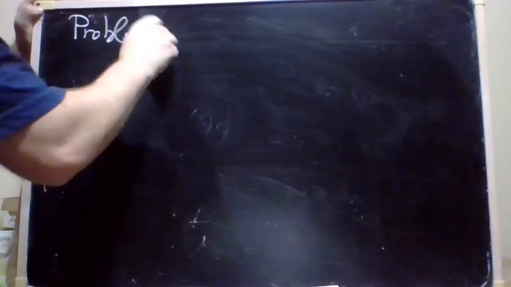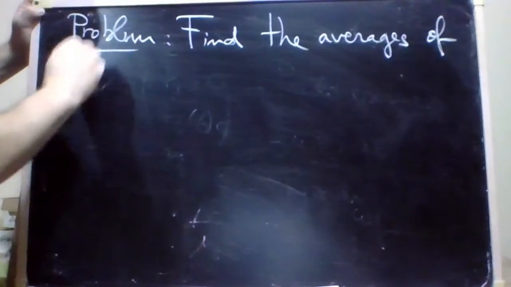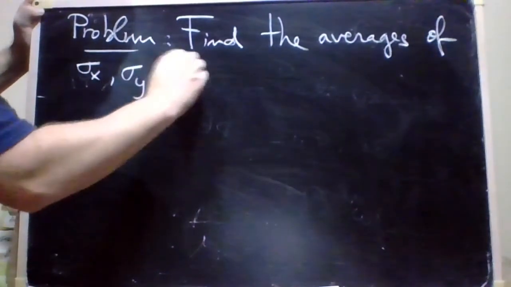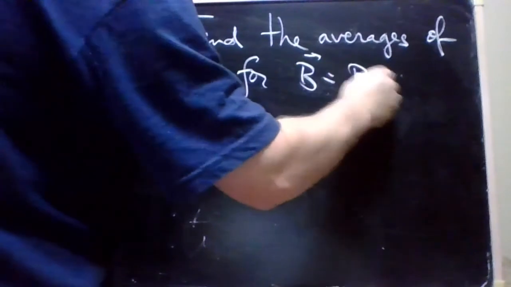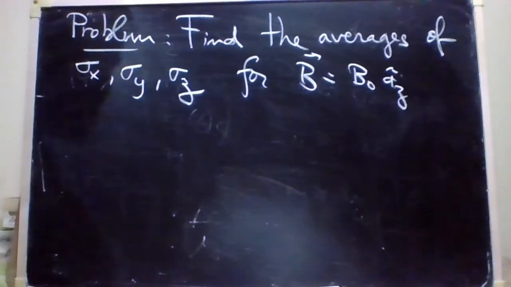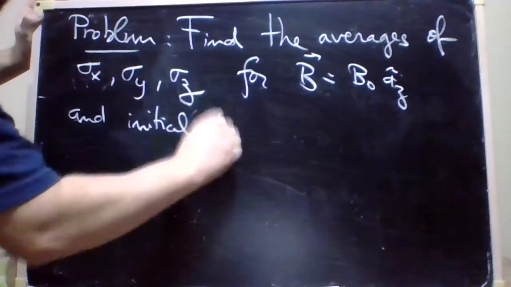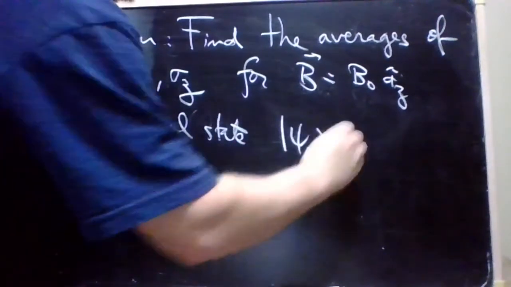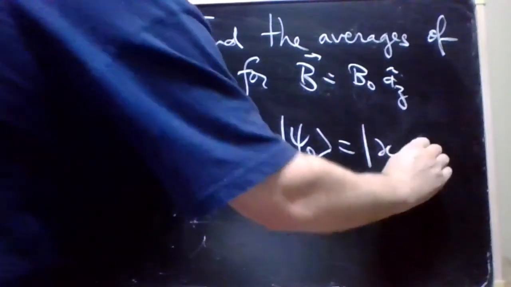So the exercise or the problem is the following. Find the average of the components of the Pauli matrices for magnetic field applied in z direction, which you already discussed, right? So the Hamiltonian is already given, and the initial state psi zero is a spin corresponding to the up state or the plus state in the x-axis.